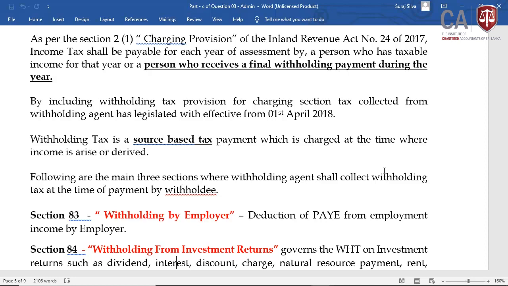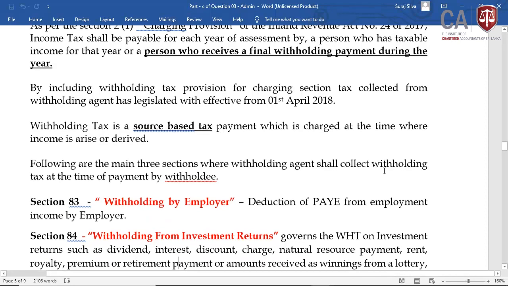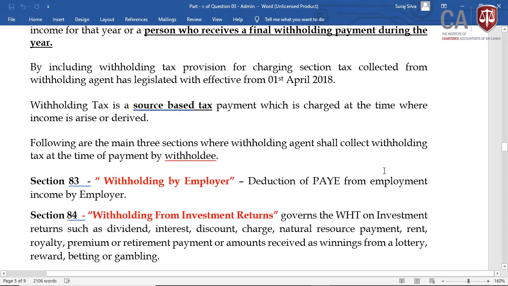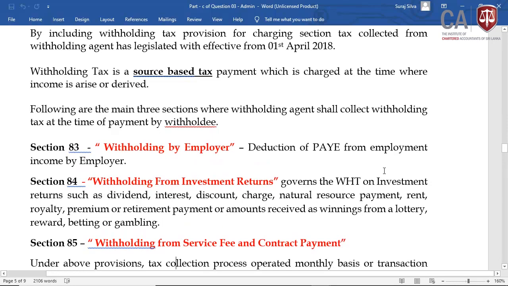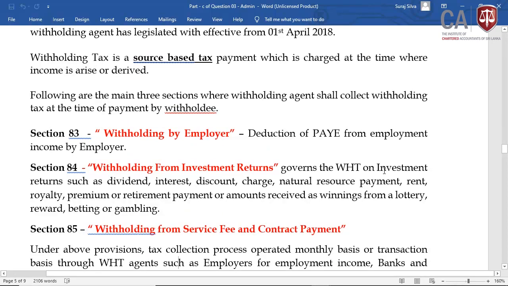Now we will see the bigger picture of this. By including the withholding tax provision in the charging section, tax collected from a withholding agent has been legislated with effect from 1st April 2018. Withholding tax is a source-based tax. Why? As I have explained, it is charged at the time when income arises or is derived.